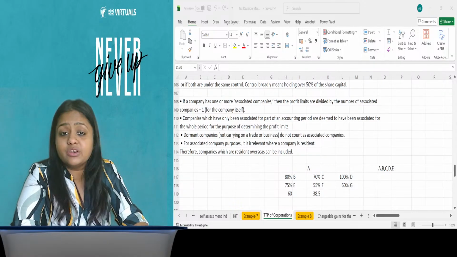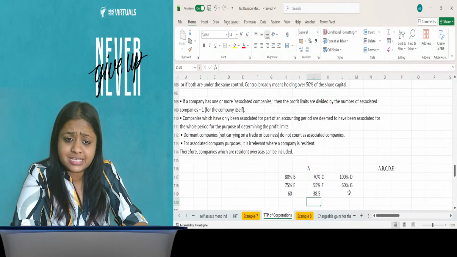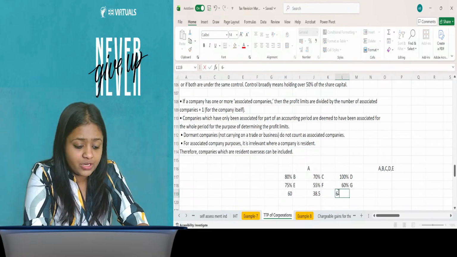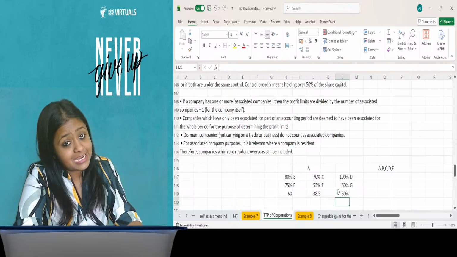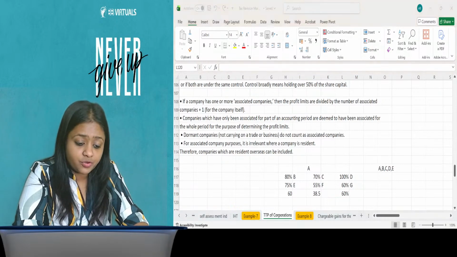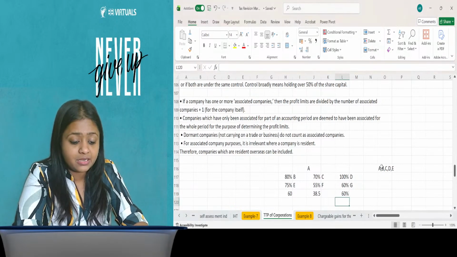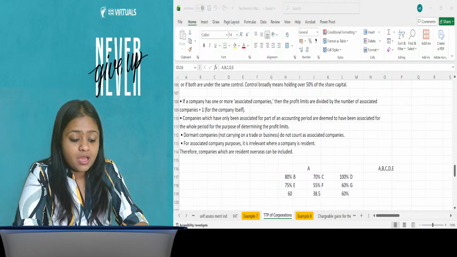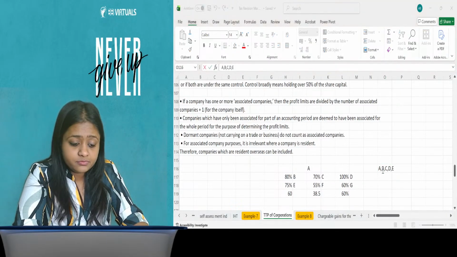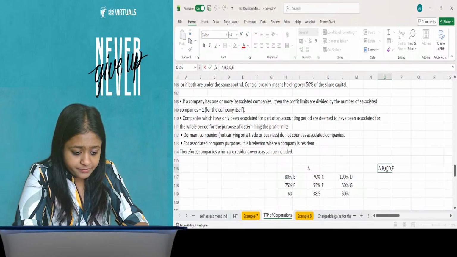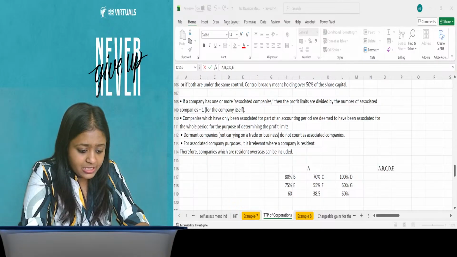Let's see effective interest of A in G, which is very clear, 60%. Now, is it more than 50%? Yes. So it will also be part of the group that we will take to calculate the number of associated companies for the purpose of corporation tax. Okay, I will tell you the relevance here, don't worry. So here I will add G also.